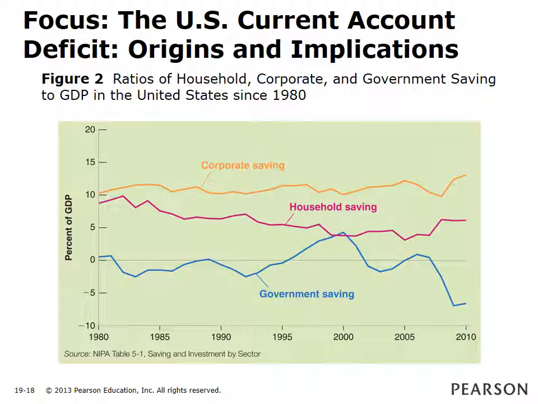Figure 2 shows that since the crisis, private savings have increased, but government savings have been decreasing. All this indicates that the current account deficit will continue unless the rest of the world stops lending or a real depreciation occurs.